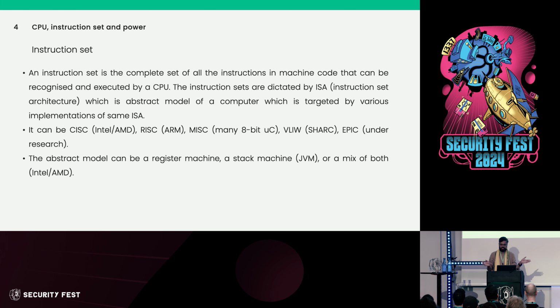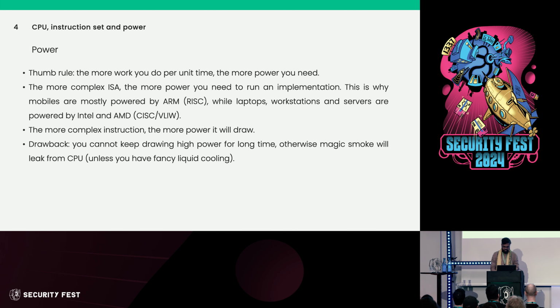Instruction set, it is basically a complete set of all possible instructions. There are different types of instruction sets that you can catch up at some other point of time. And now we come to the fun part that has been missing so far, and that is power. There are a bunch of thumb rules. One is obviously the more work you do per unit time, the more power you are going to require. Similarly, the more complex your instruction set architecture is, the more power you need to actually run it.